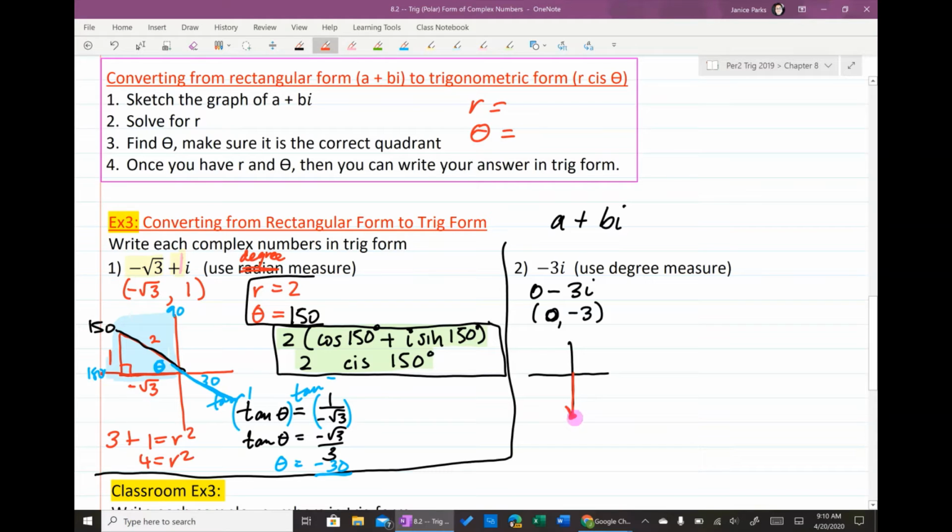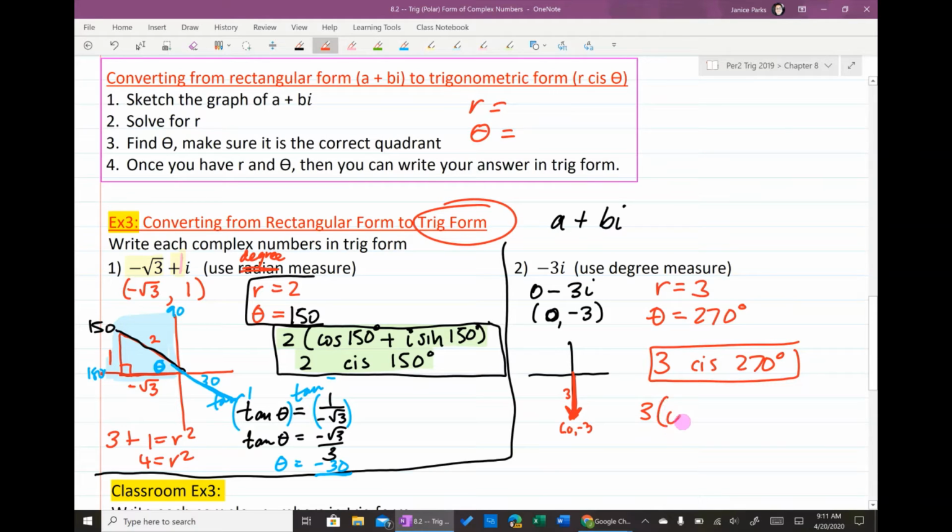So if I wanted to know how long that was at 0, negative 3, then the length of that is 3. That's how long the radius is. If I wanted to know theta, then all you need to know is what the angle is at that point, which has to be 270. So your answer is just going to be 3 cis 270. Again, the long version of the trig form is 3 times cosine 270 plus i sine 270.